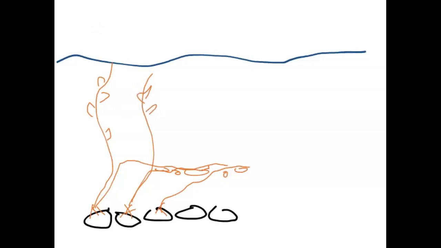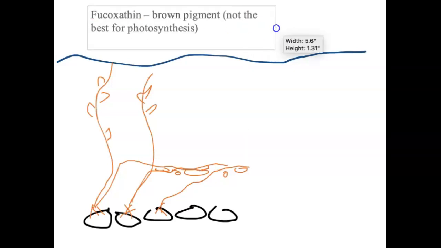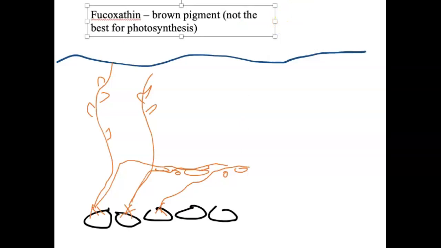The biggest reason here is when we look at the brown algae, they contain this brown pigment called fucoxanthin. Fucoxanthin is not the best pigment for photosynthesis. It's brown. It absorbs some wavelengths of light, but just not the best, which is why these things need to be as close to the surface as possible.